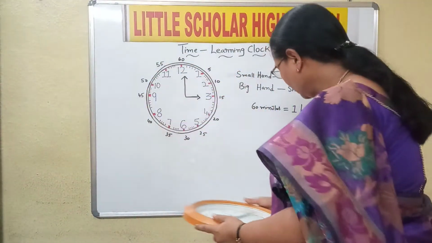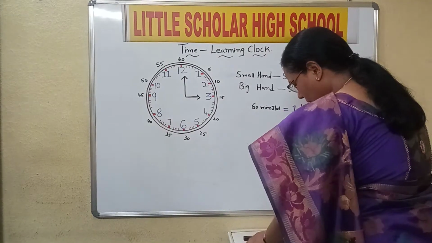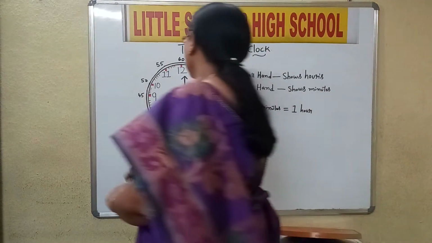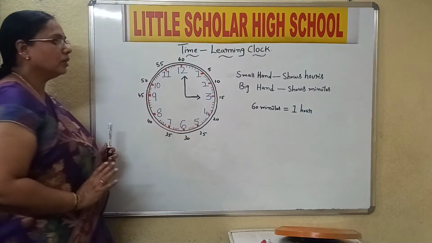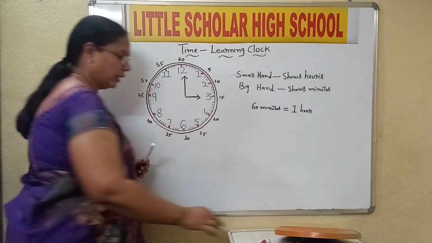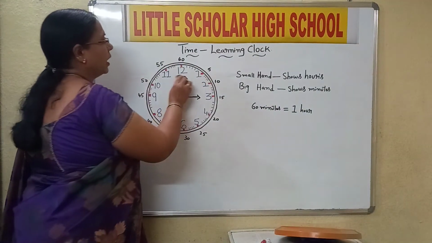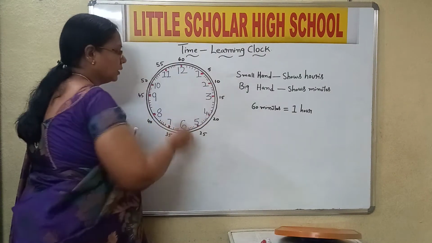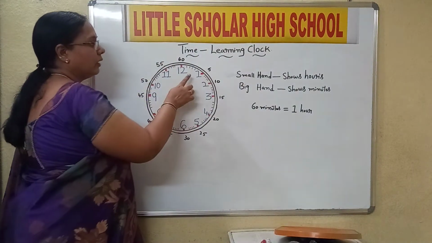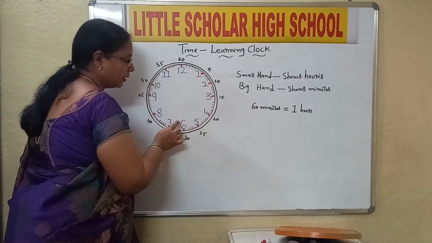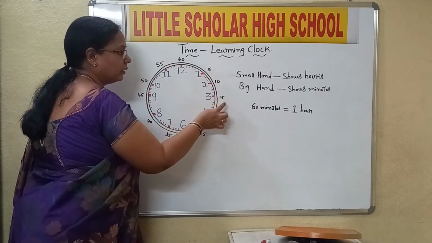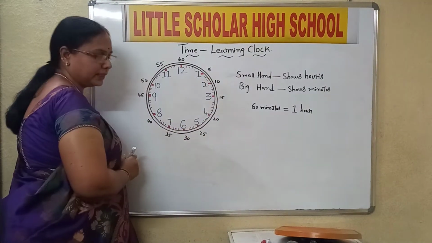Yes. Now let us move to another part of the time. Let us see this now. So what is the time here now? 3 o'clock. Clear? Okay. Now we shall move to another part of the time. Let us learn this now. I said every number is of 5 minutes. That is 5, 10, 15, 20, 25, like that I said.